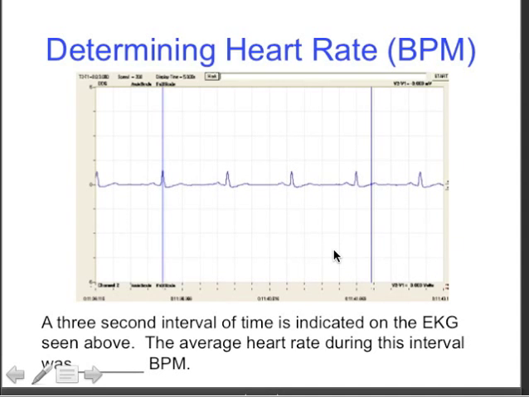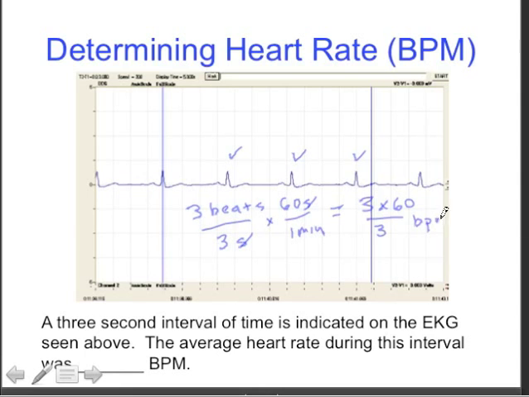How about this one? A 3-second interval. How many beats per minute? It's the same idea. Okay, count the beats. So we have what? We have 1, 2, 3 beats. 3 beats in 3 seconds. Multiply that by 60 seconds in 1 minute. What do we end up with? Well, the seconds cancel. We end up with 3 times 60 over 3 BPM. The 3's cancel. 60 beats per minute. Okay? Not too bad. All right.